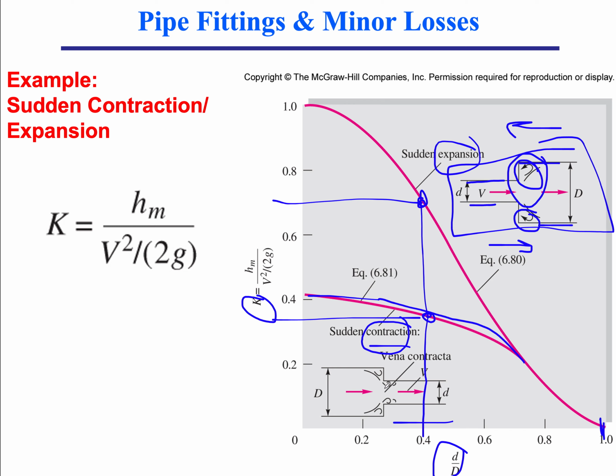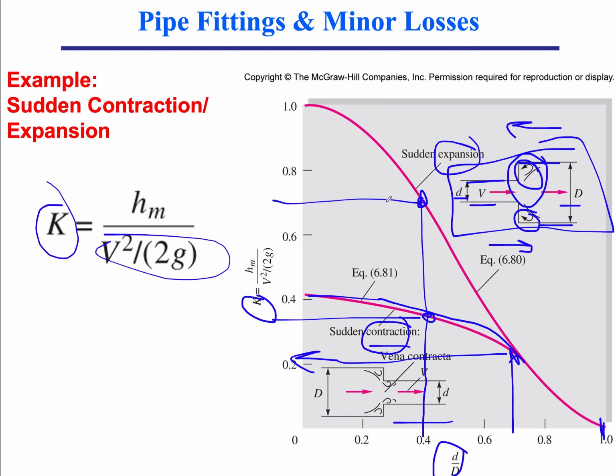So let's say we have a contraction or an expansion. First, you look at the geometry, you get the small d over capital D. Let's say it's 0.7, and let's say it's a sudden contraction, and then you get this K, which is equivalent to F. You get the K multiplied by V squared over 2g.